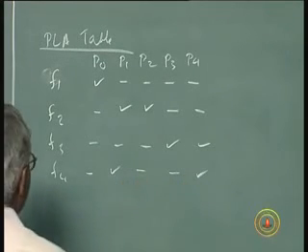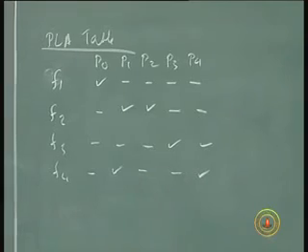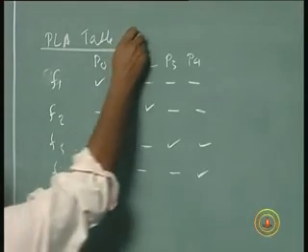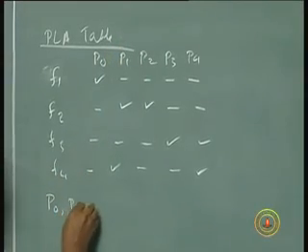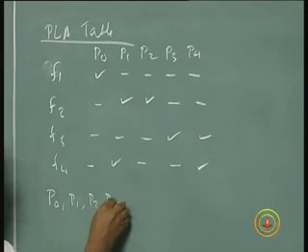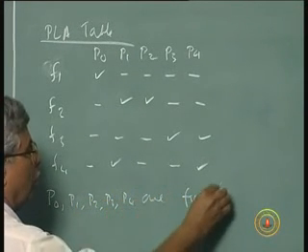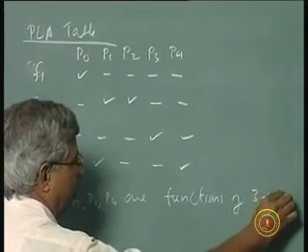Now I know. So inputs are given. For a given system, inputs are given. PLA table. I will also note P0, P1, P2, P3, P4 are functions of 3 variables. Even though you may not use all the 3 variables, they are functions of 3 variables.